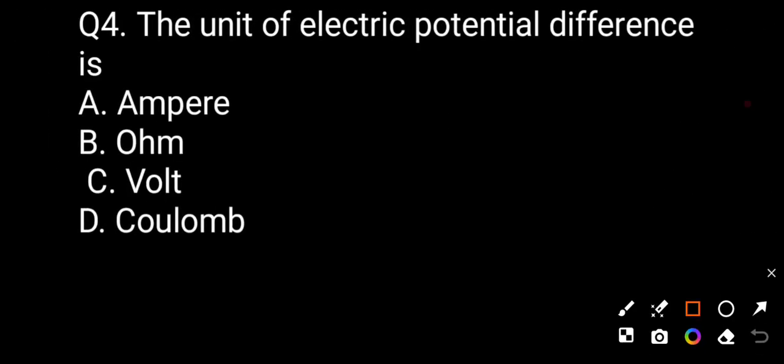Now question number 4. The unit of the electric potential difference is option A ampere, option B ohm, option C volt, option D coulomb. The correct answer will be volt.